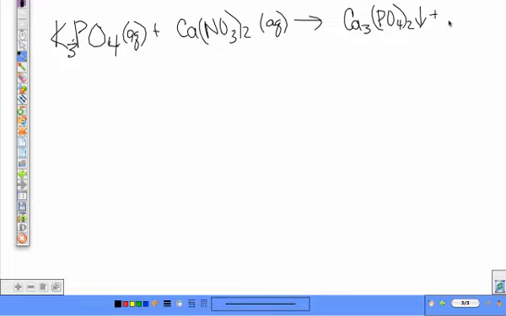Plus potassium nitrate is just KNO3. And nitrates are all soluble, so I'm going to put AQ behind it. So there's our molecular equation. Is it balanced? No. How would we balance it?